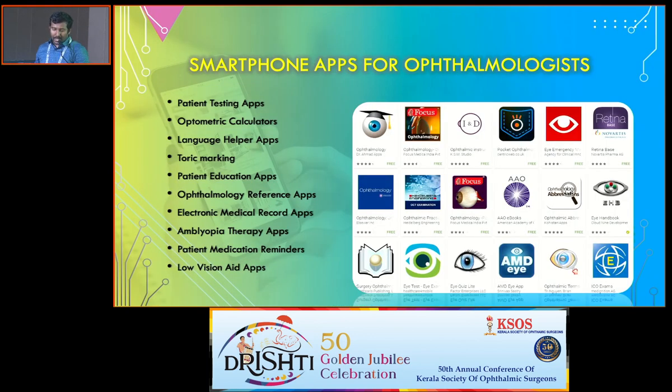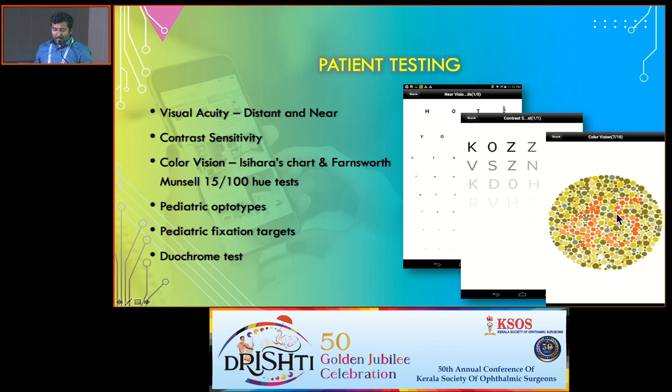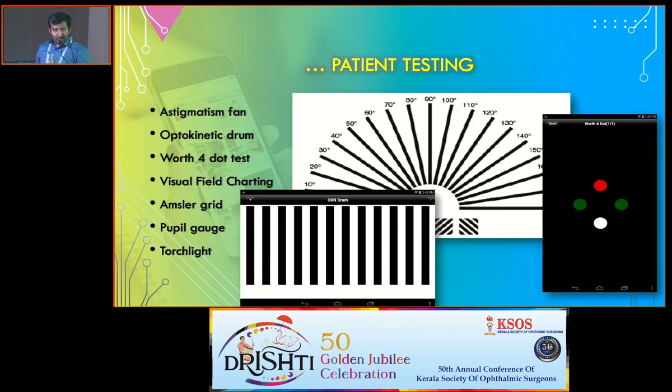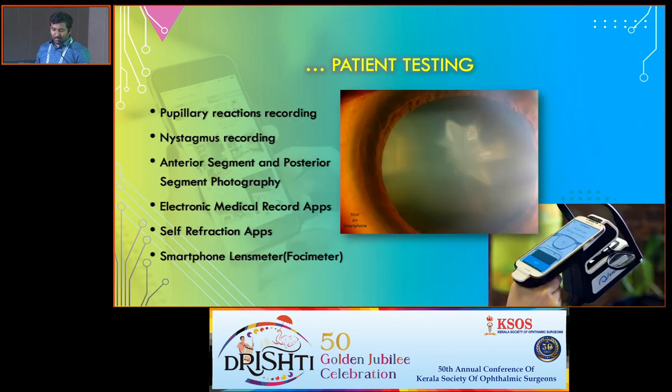There are so many apps. So I'm not going to go into detail of all the apps, but I'll tell you the main thing which you need is the eye handbook. The eye handbook is very useful because it has many useful tests. Rest of it, it will have some extra tests, but this is the most useful one right now. If you want to see, these are the eye handbook tests which are available: acuity, contrast sensitivity, color vision, and so on. And all these are there in the app, so I'm just going to skip through it quickly.